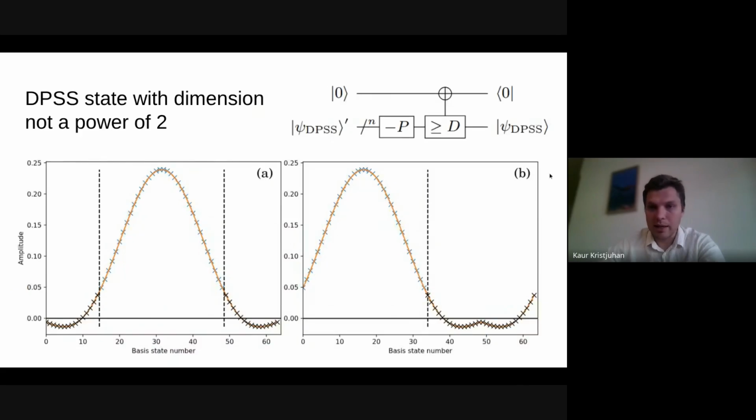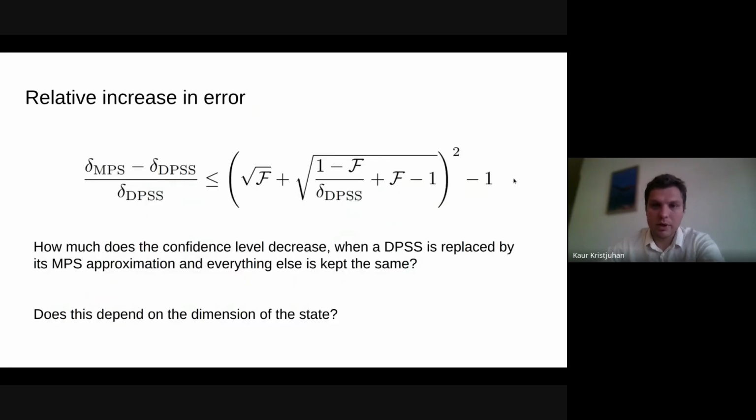So how well does that perform? We're going to use a metric which is called relative increase in error. Essentially, we're going to look at how much worse the matrix product state performs when compared to the ideal DPSS state. The comparison that we do is that we just look at the relative increase in this delta. And the delta was, so 1 minus delta was the confidence level.